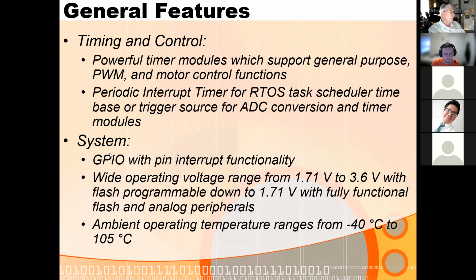So we've got the GPIO pins. We'll talk a little bit more about those, but they all have interrupt functionality. They can all cause interrupts with different edges, both edges, whatever. You can program these pins to operate over a nice voltage range, up to 3.6 volts. This chip, we normally run it at 3.3.